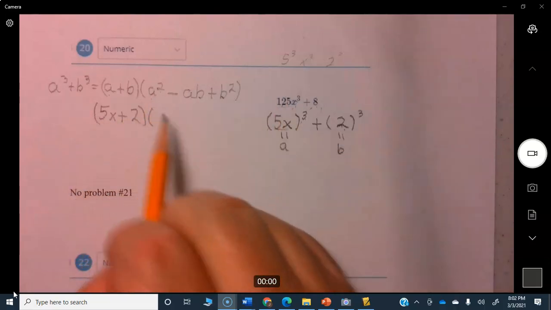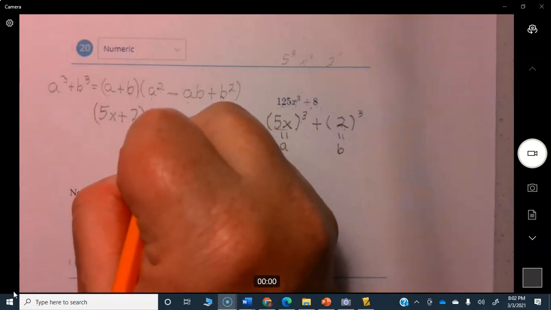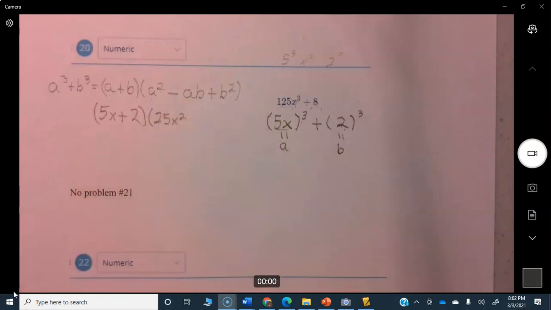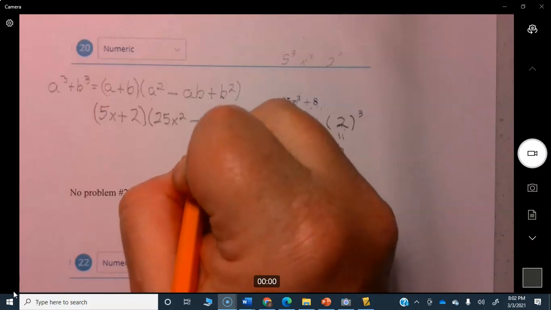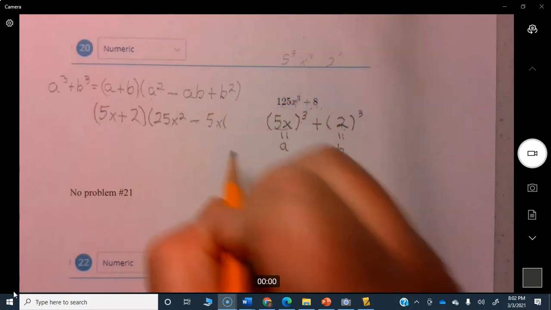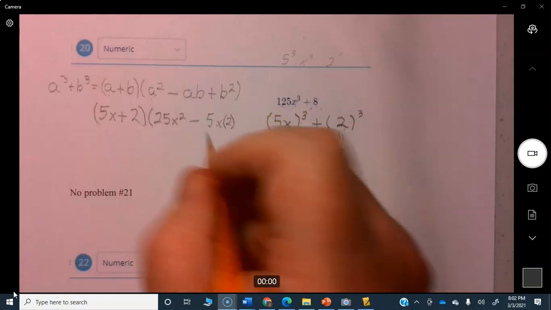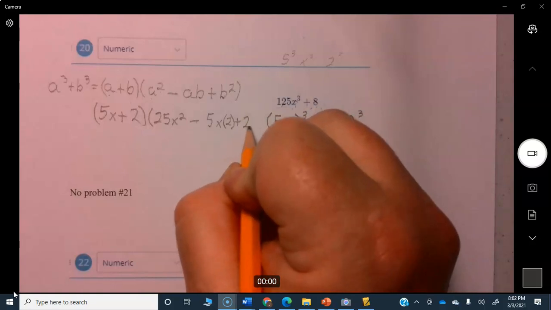Okay, a squared is 5x squared. So 5 squared is 25, and x squared is x squared. Okay, minus a, which is 5x, times b, which is 2, and then plus b squared, which is 2 squared.